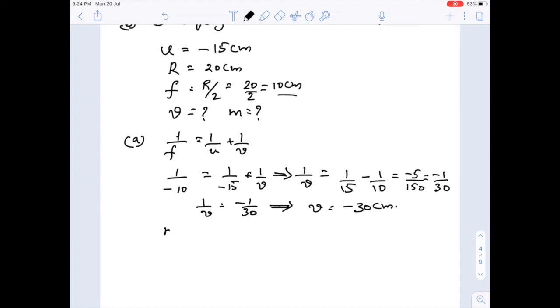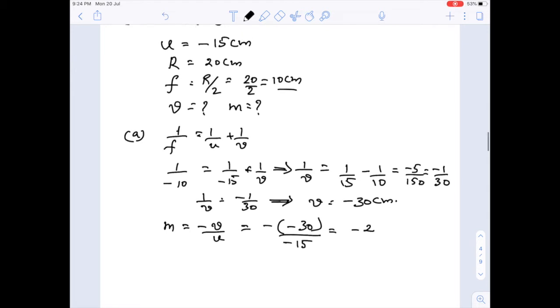Then, what is m in this case? M is given by the formula minus v by u. Because heights are not given, we can use this formula. So, minus of minus 30 by minus 15, that is equal to minus 2. That is minus 2.